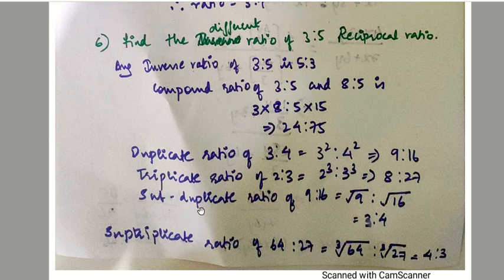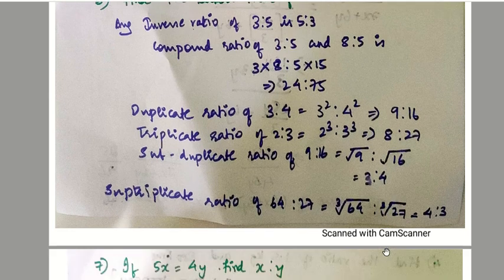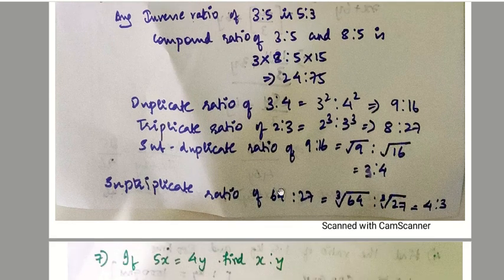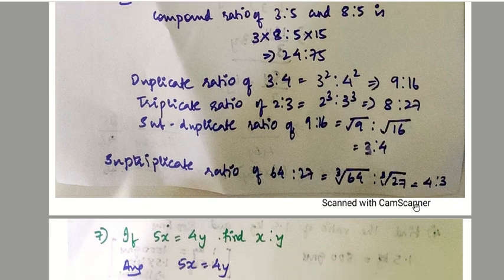Next is find the sub-duplicate ratio of 9 is to 16. So when they tell sub-duplicate, you just square root it. So square root of 9 is to square root of 16, which is 3 is to 4. And sub-triplicate ratio of 64 is to 27. So when it is sub-triplicate, you just cube root it. So cube root of 64 and cube root of 27, which is equal to 4 and 3.